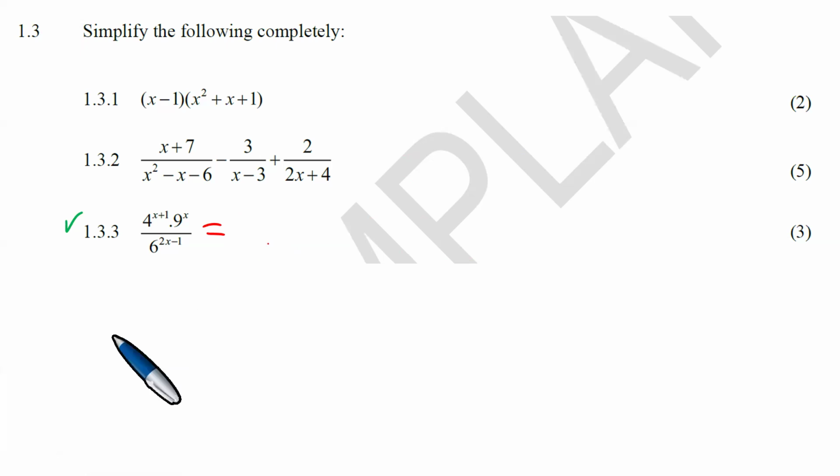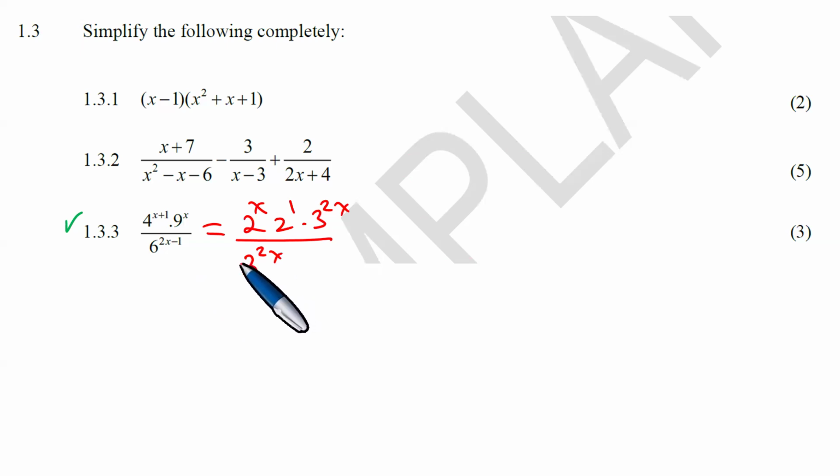So, we write 2, right? 2 to the power of what? Please come again. I need to be sure I do well. To the power of x. 2 to the power of x times 2 to the power of 1, times 3 to the power of 2x, all over 3 to the power of 2x times 3 to the power of -1. Okay, this is all okay.